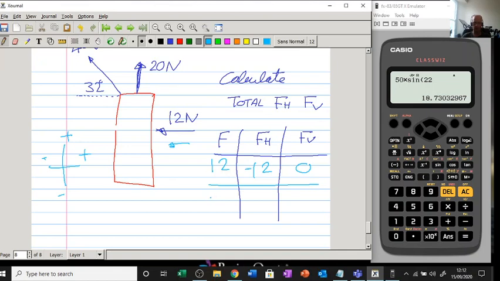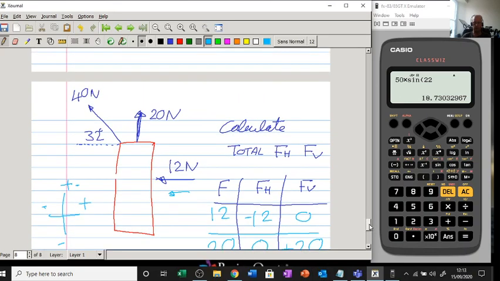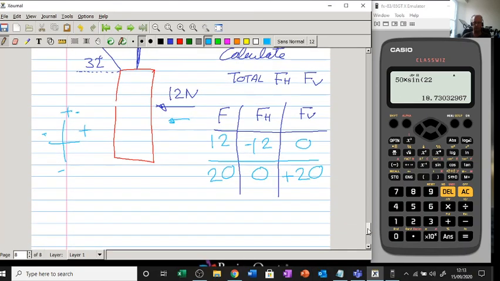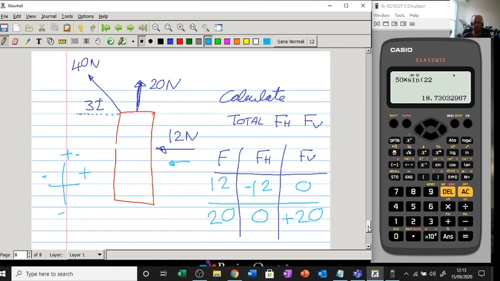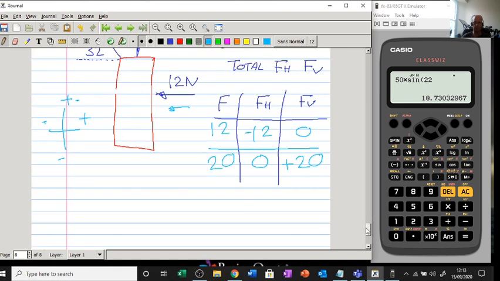Next one, I got 20. The 20 is not going horizontal, but it's going vertical. So I'll put a 0 on a 20. It's going up, and anything going up, I'll put plus there. Nice and easy, huh? We need now to cope with that 40. It's 40 at 32. So we need to break that 40 down into horizontal and vertical, so we can put them in here.